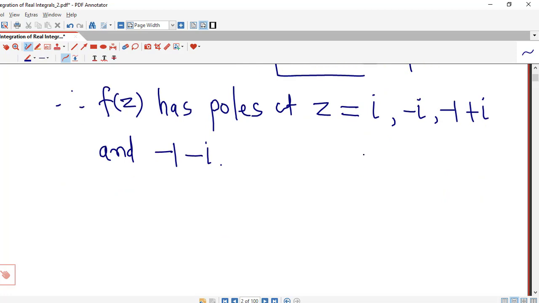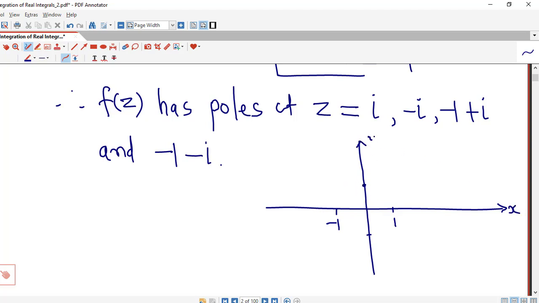Now among these poles we are interested in those poles which are in the upper half plane only. Suppose this distance is 1, this is minus 1, this is 1 and this is minus 1. So we have the x axis and y axis, so z equal to i is here, z equal to minus i will be here. Now z is minus 1 plus i, that means here, and minus 1 minus i, that means here. So now we can see that these two poles, minus 1 plus i and i, are in the upper half plane, and these two are in the lower half plane, minus i and minus 1 minus i. And we are interested in the poles of f of z in the upper half plane only, so we will not consider these two poles. We will consider only these poles in the upper half plane.